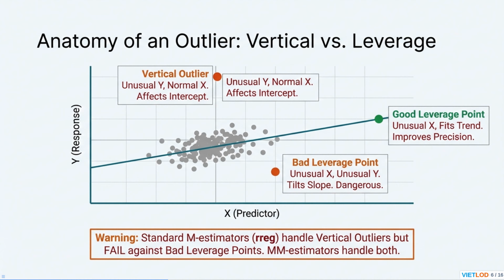However, the most problematic type is the bad leverage point. These points have both unusual x and y values, and crucially, they deviate significantly from the underlying trend. Bad leverage points are particularly dangerous because they can drastically tilt the slope of our regression line, leading to severely biased results. It's important to remember that standard M estimators, while helpful for vertical outliers, often fail to adequately address these dangerous bad leverage points. This is where more advanced methods like estimators become indispensable, as they are designed to robustly handle both types of issues.